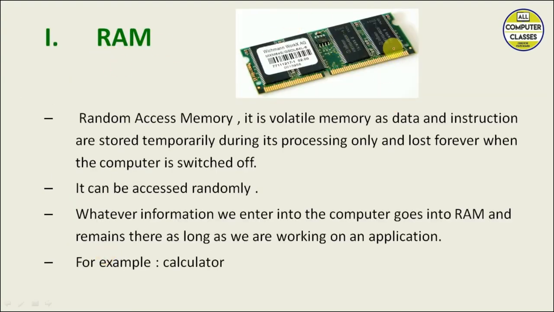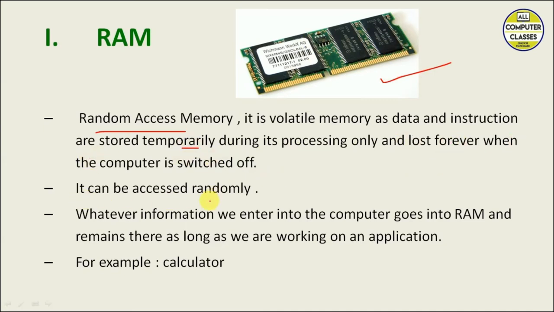This is how your RAM looks. RAM is called random access memory. It is a volatile memory as the data and instructions are stored temporarily during its processing only. When the data is being processed, the data remains active in the RAM and is lost forever when the computer is switched off.